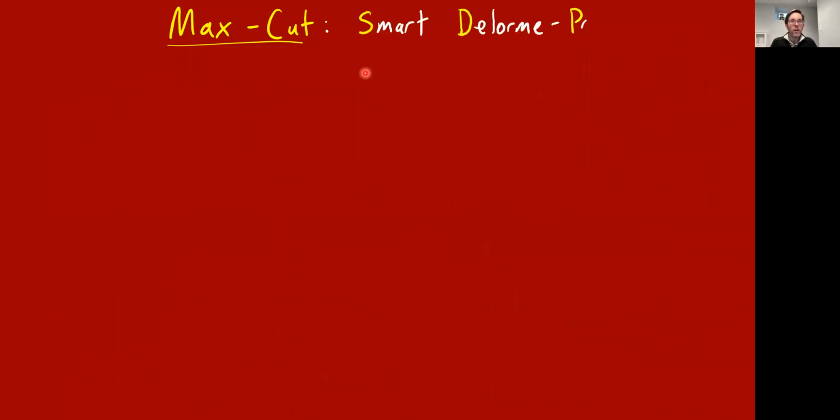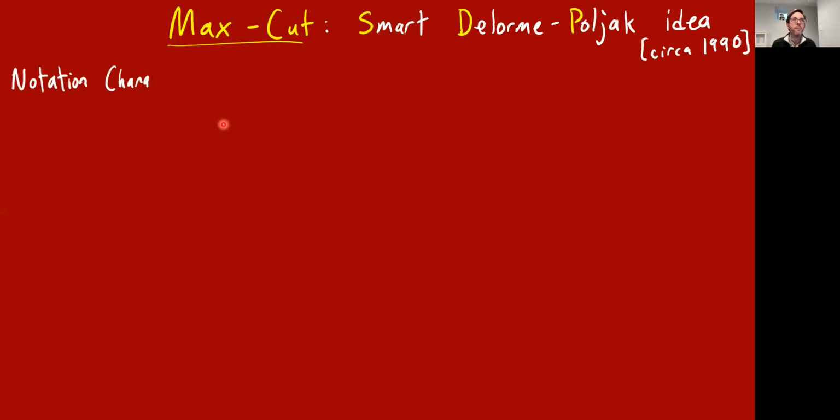But okay, there is going to be a smart idea though, and the smart idea came from circa 1990 in some paper of two people, Delorme and Poljak. And let me try to tell you about their smart idea. First thing, this is not essential to them, but to explain their smart idea, we're going to make a notation change. It's kind of my favorite notation change.